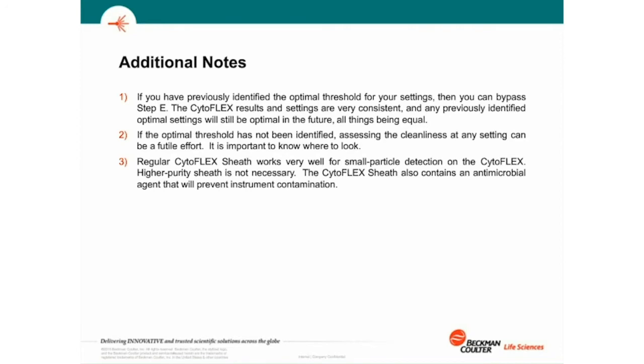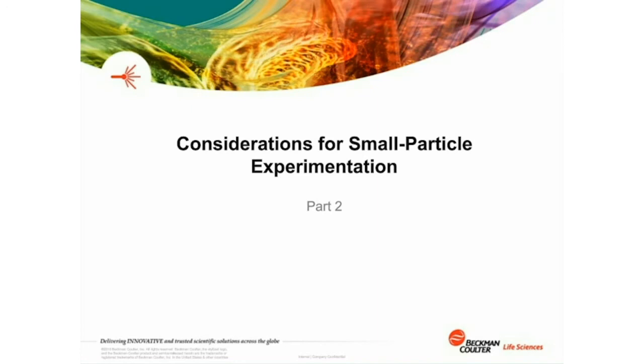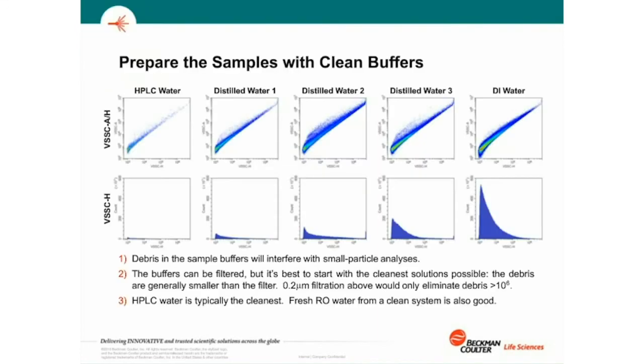Considerations for small particle experimentation. One of the first and probably the most obvious is to prepare the samples with clean buffers. Any debris in your sample buffer will be detected as small particles, and it can interfere with your analysis of your small particle samples. Buffers, of course, can be filtered. However, you'll find that the debris are generally smaller than the filter.